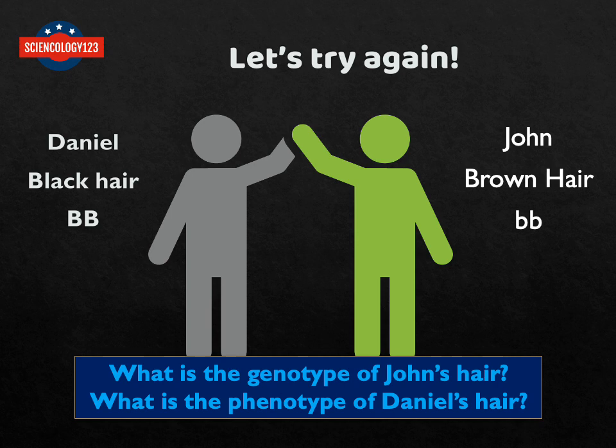Genotype is the genetic makeup in terms of allele. So, the answer is lowercase letter b for both. Phenotype is the physical features that can be observed. So, the answer for phenotype is black hair.